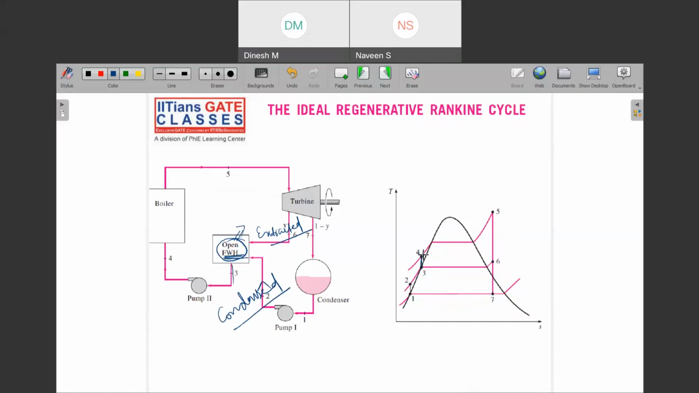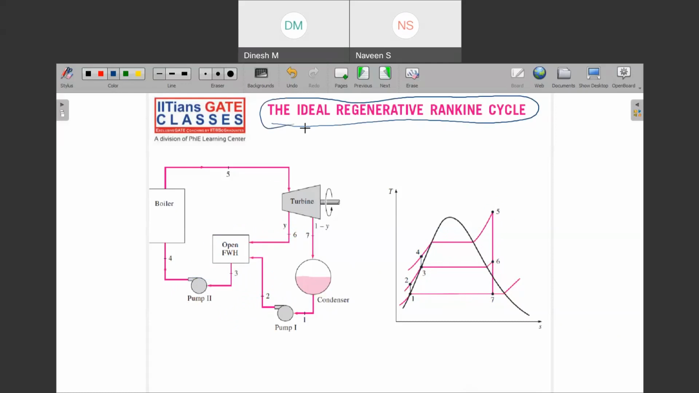You can add the heat, you can increase the pressure with the help of the pump, and then you can add heat in the boiler, and then you can start working with the turbine. So this is the ideal regenerative Rankine cycle. Okay, so what is the benefit of it?